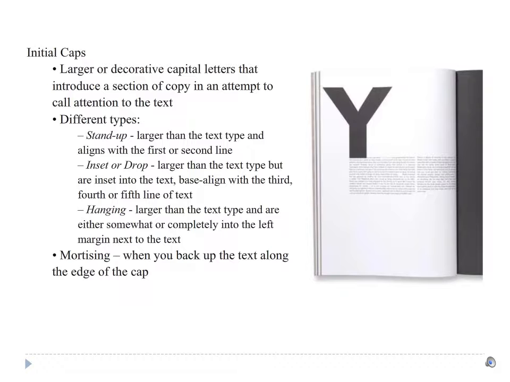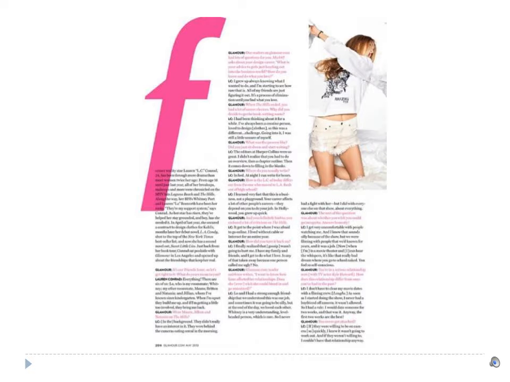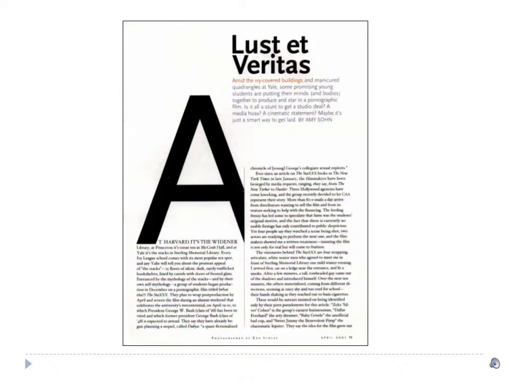The hanging drop, which is larger than the text type and is either somewhat or completely into the left margin next to the text, and a mortising, which is when you back up the text along the edge of the cap. Here we see a stand-up drop cap. Here we see an inset drop cap.